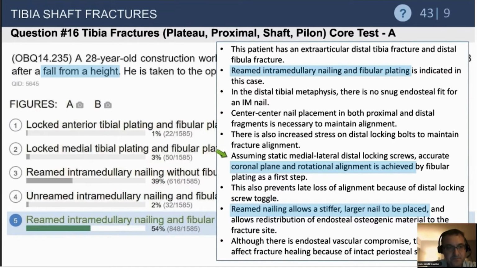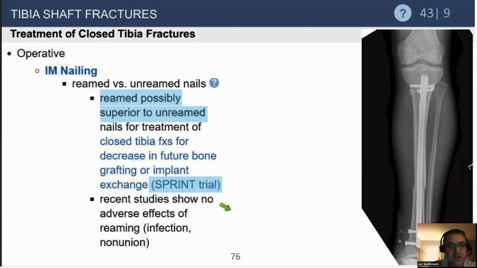In terms of using a reamed nail, it allows for a larger, stiffer nail to be placed as well. So that's going to be the standard many times, a reamed IM nail for a closed fracture, as we're going to see later in one of the studies recently published.